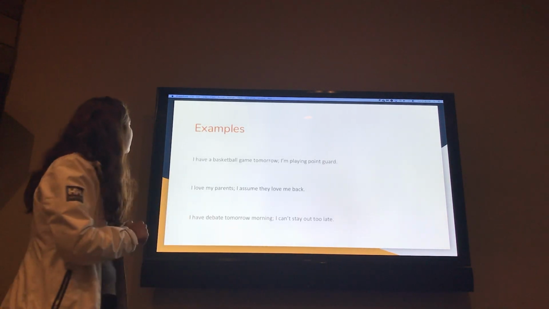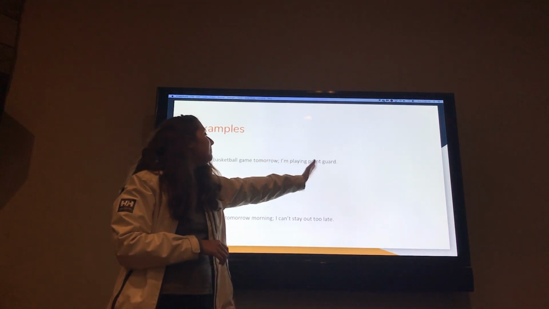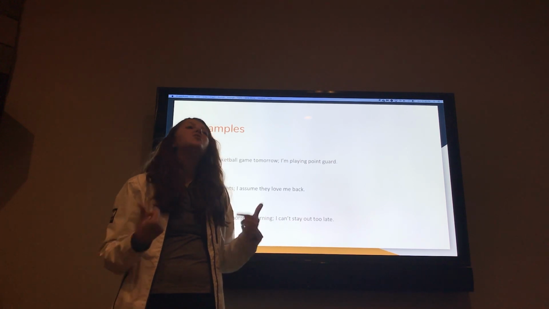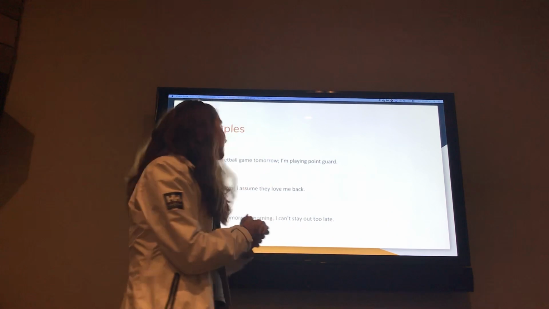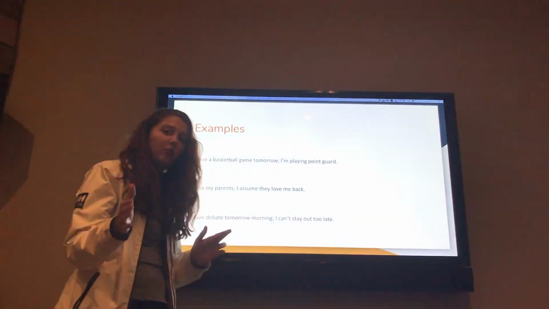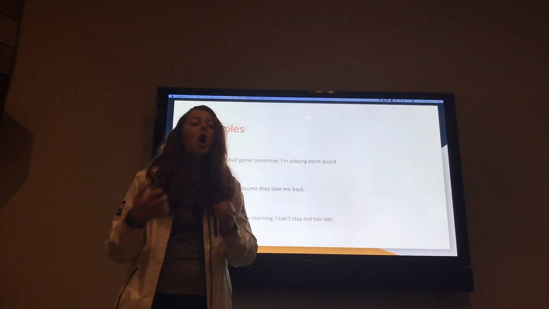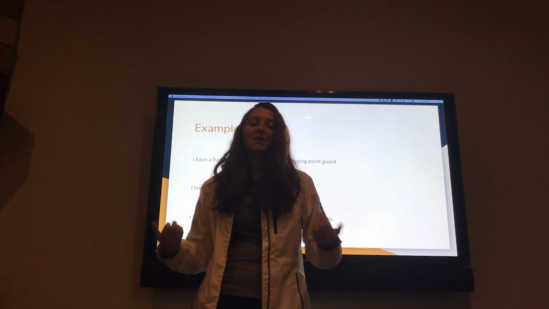Here's an example. I have a basketball game tomorrow; I'm playing point guard. See, both of these are independent clauses that have been joined together by a semicolon. We know they're independent clauses and not dependent clauses because they can stand on their own. I have a basketball game tomorrow, period. That could be a sentence all on its own. I'm playing point guard, period. That can also be a sentence on its own.